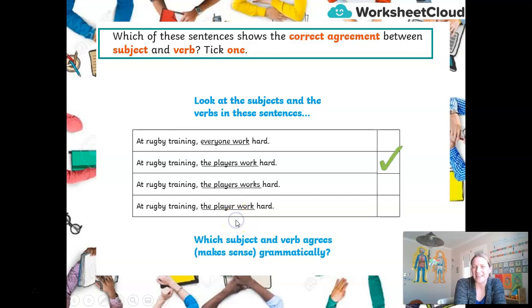Ready? It's the second one. The players work hard. I have a plural subject. I need a plural verb.